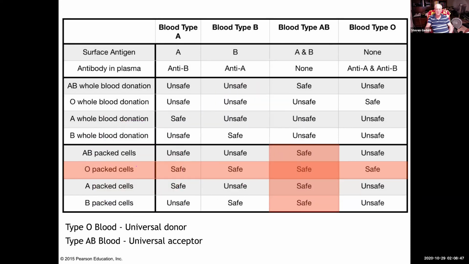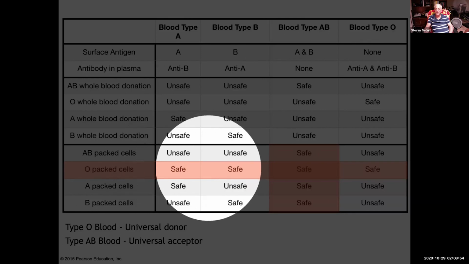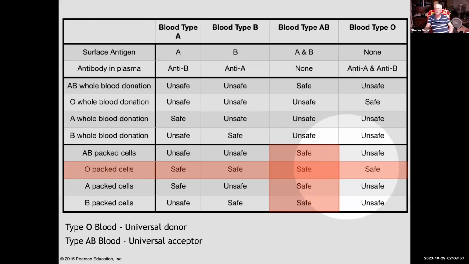Okay. A type O patient's packed cells can safely donate to every person. That's a universal donor. With packed cells, an AB patient can accept anybody's cells because an AB patient has no antibodies in their plasma. So if you're donating packed cells, an AB patient is a universal recipient. If you're donating packed cells, an O patient is a universal donor.